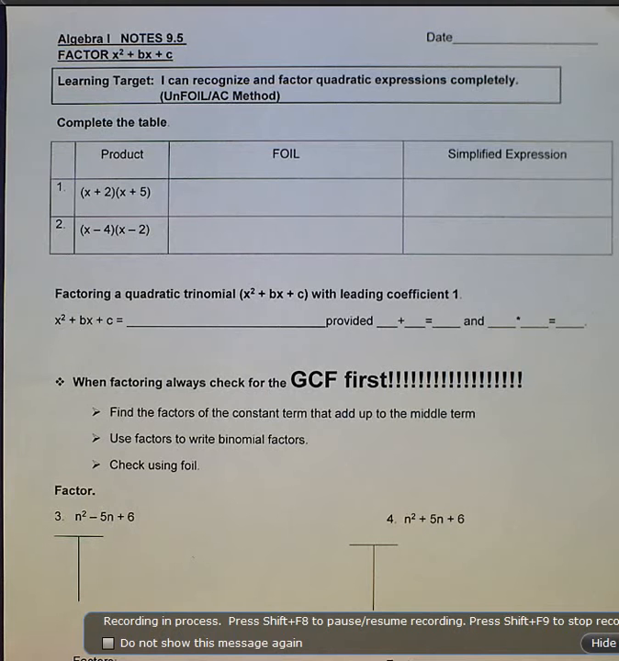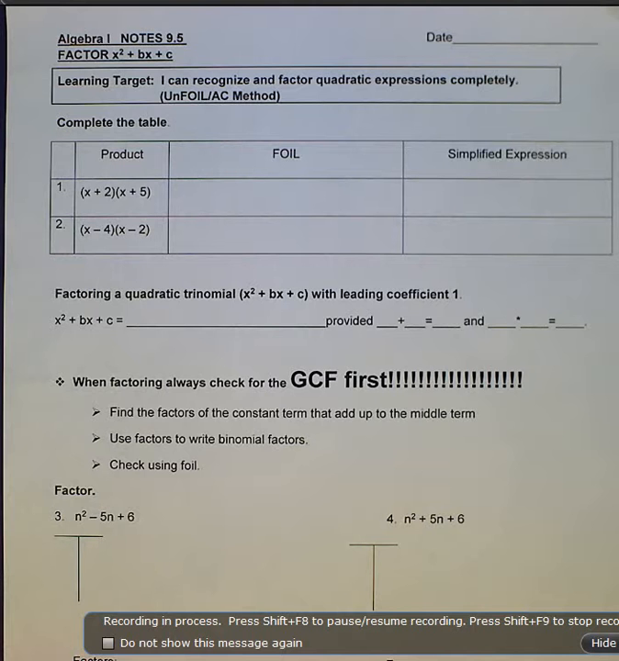Okay, so today we're going to do Notes 9.5. We're going to be able to factor a quadratic trinomial. So we're going to learn what that is. Our learning target is I can recognize and factor quadratic expressions completely. It's called the unfoil or AC method.